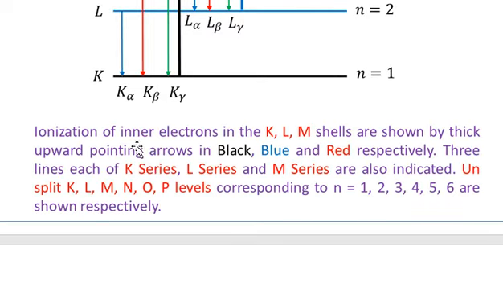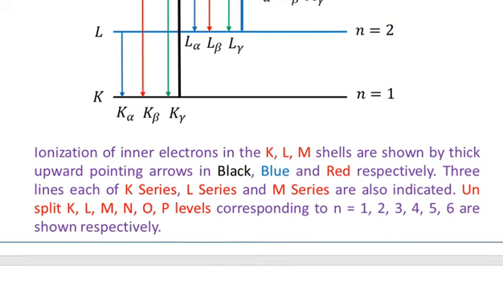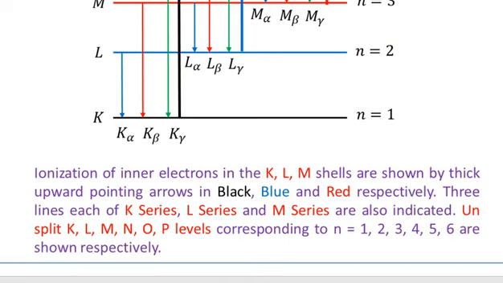So ionization of inner electrons in the K, L, M shells is shown by the thick upward pointing arrows in black, in blue, and in red. These thick upward arrows show the ionization energy required to move the electrons from the K shell, from the L shell, and from the M shell respectively.